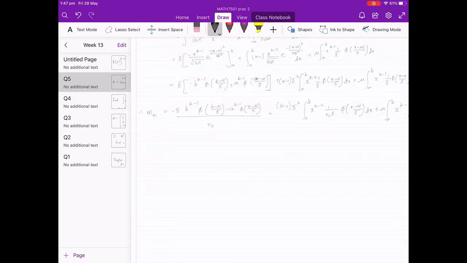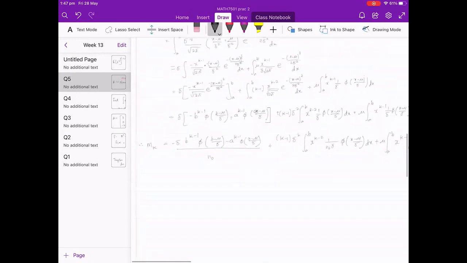Yeah, this is a very lengthy computation. Now you need integration by parts. Yeah. Okay. I think the assignment question should be much easier than this one.